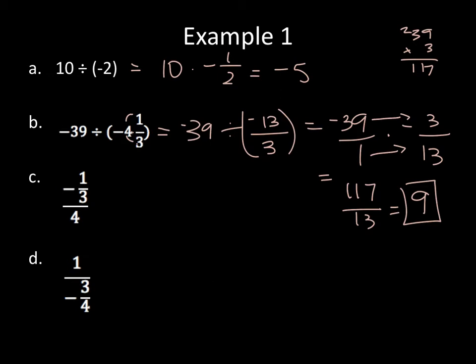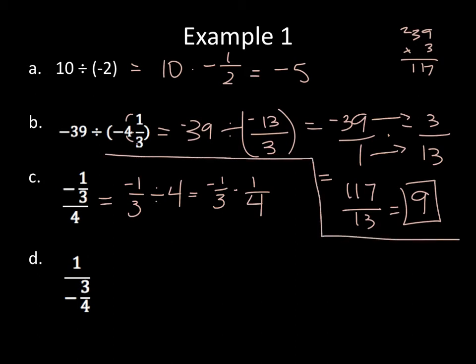Looking at letter C, we have negative 1/3 divided by 4. I'm going to rewrite this the long way. So we have negative 1 over 3 divided by 4. Rewrite it using multiplication. So we have negative 1 over 3 times the reciprocal of 4. If it's just a number, I'm doing 1 over that number. 1 over 4. Simplifying here, negative 1 over, multiplying across, is 12.